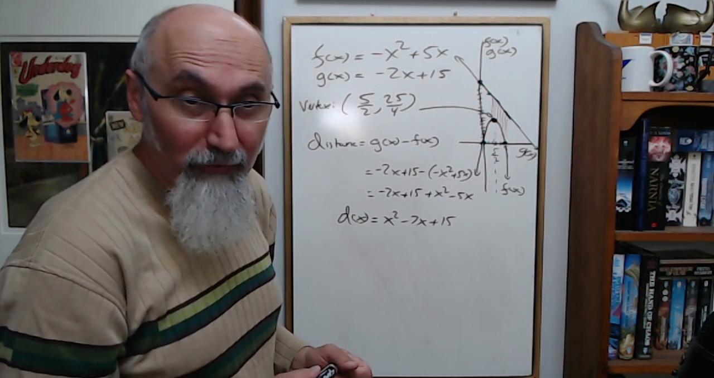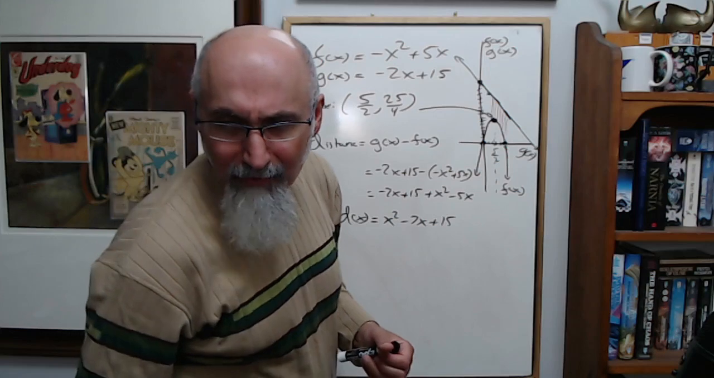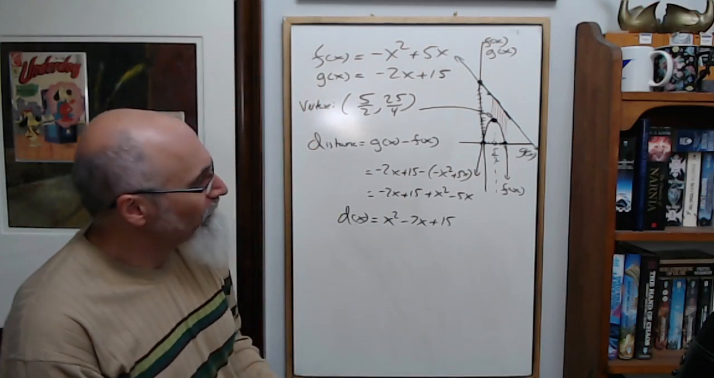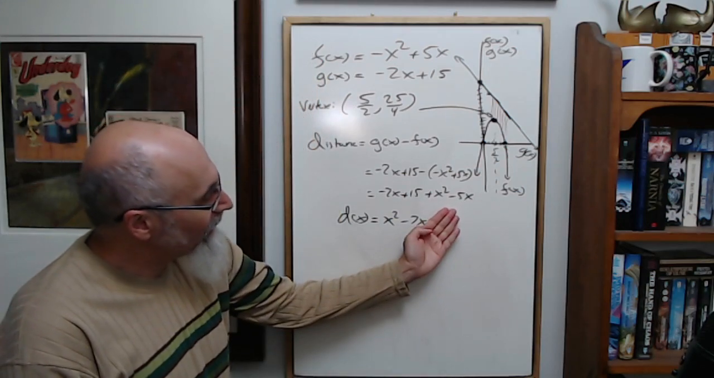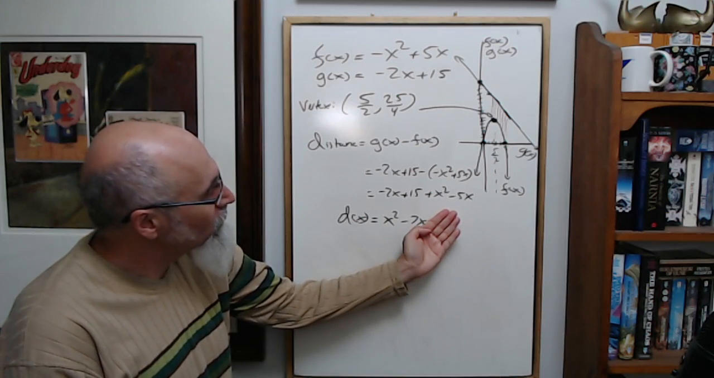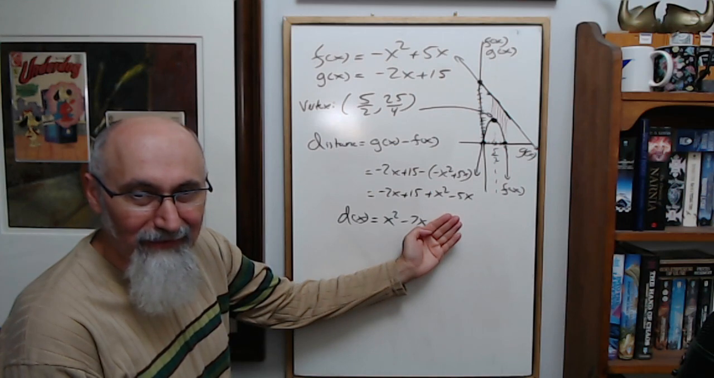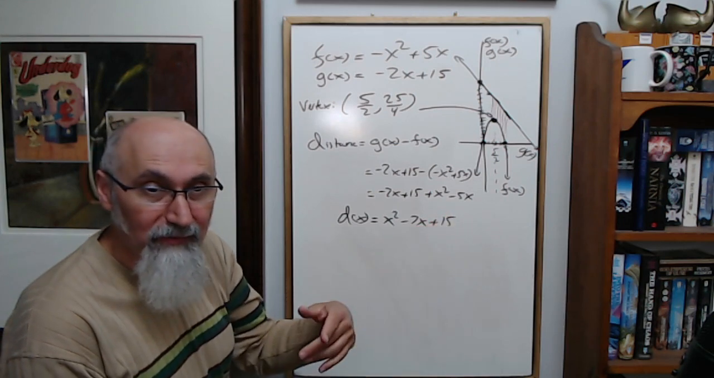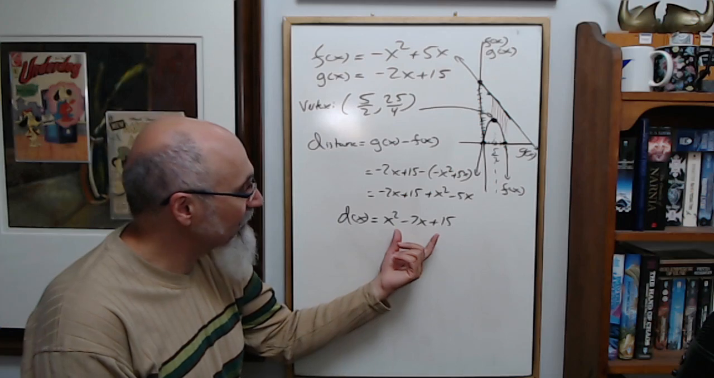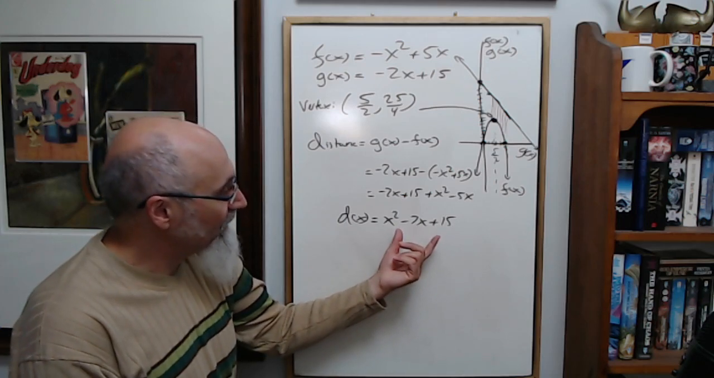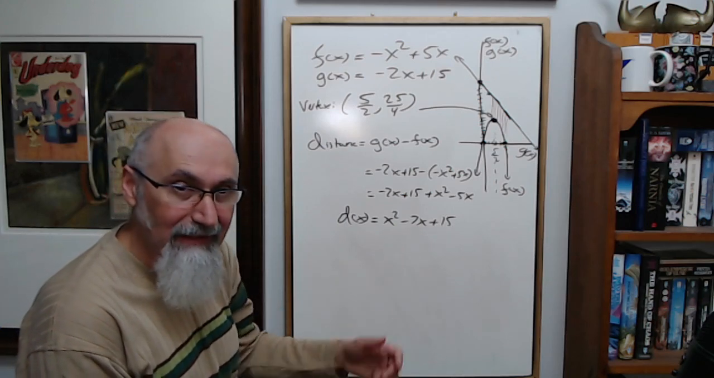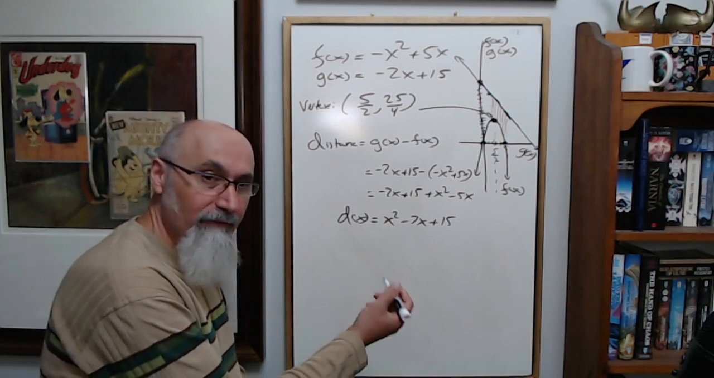Well, you know what? I'm going to go find the vertex of it. We don't need the plus 15. How come? So we can just take that out. I don't know if we can or not. Could we maybe look at the discriminant of d of x to find the line of symmetry? The problem with the discriminant of d of x is that it's going to be an imaginary number. It's a negative number, right? But let's find the vertex of this thing.